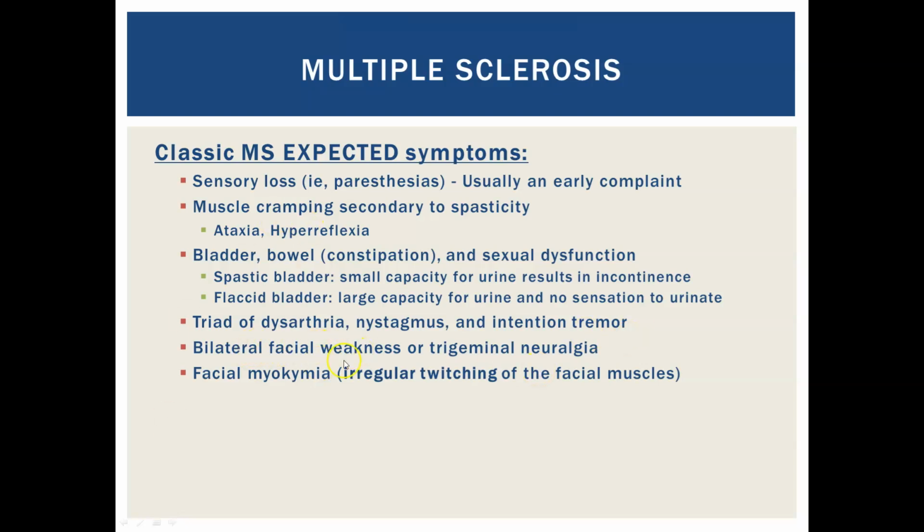You can have bilateral facial weakness, trigeminal neuralgia, things that mimic the signs and symptoms of Bell's palsy. You can have this facial myokymia, this irregular twitching of the facial muscles, which can mimic your electrolyte disturbances, particularly with sodium, calcium, and potassium.